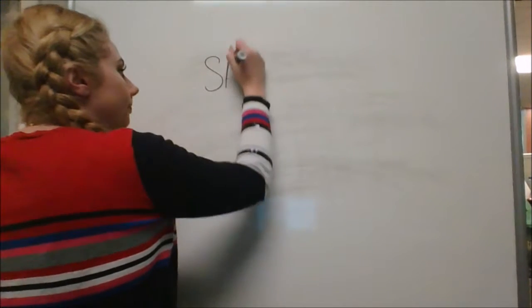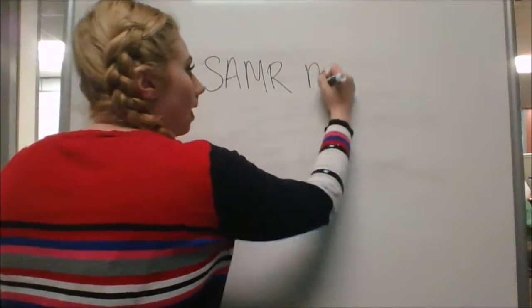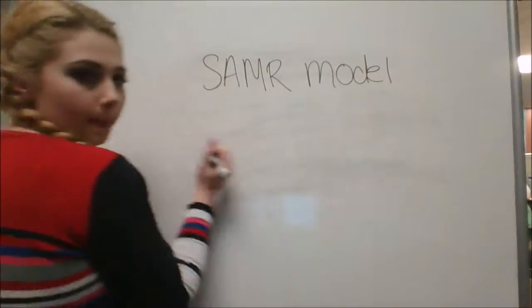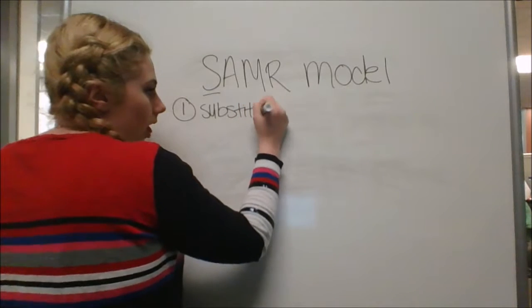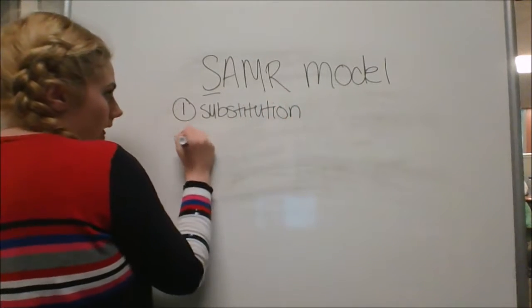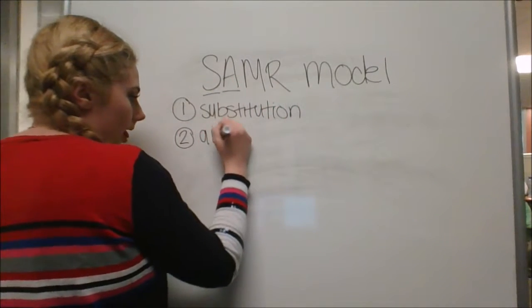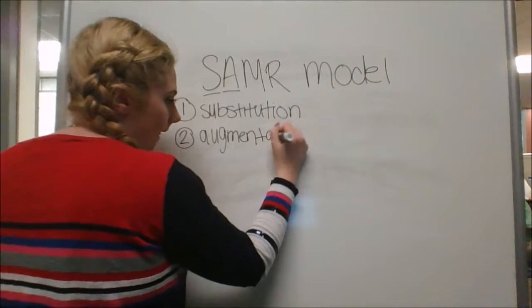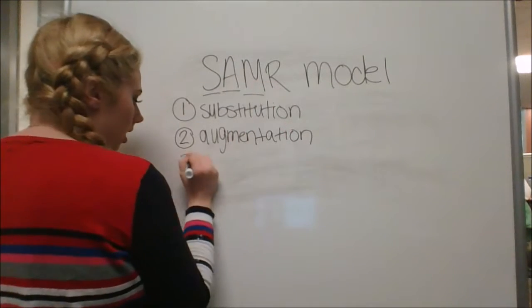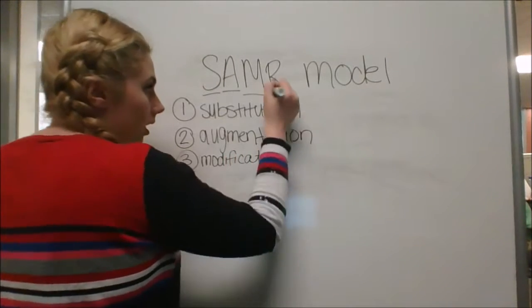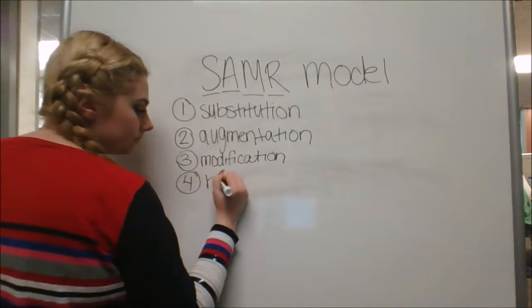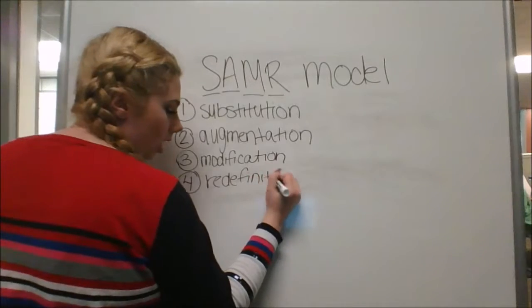The SAMR model, or substitution, augmentation, modification, redefinition model, was developed by Dr. Ruben Puentedura. The model is created as a way of seeing what various degrees of technology does to a project when implemented. It shows a progression of a project with an increase of student engagement on technology. In other words, the more technology implemented, the more a student tends to engross themselves in the project.